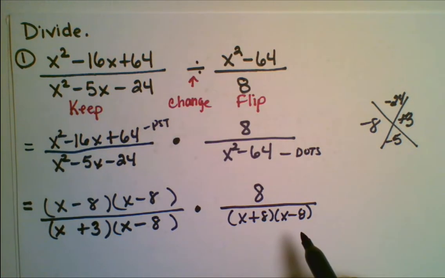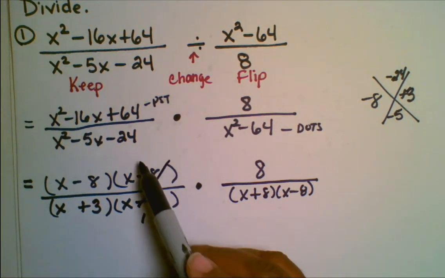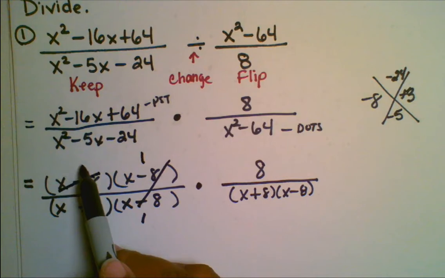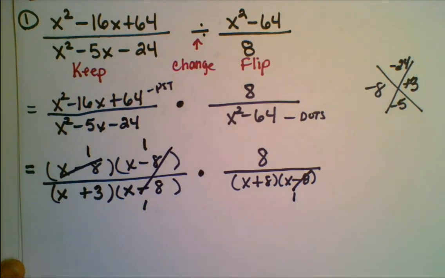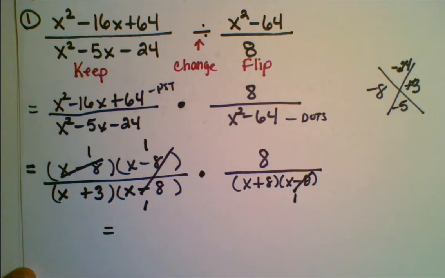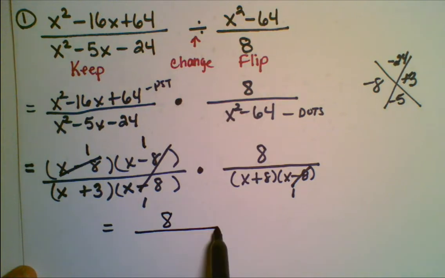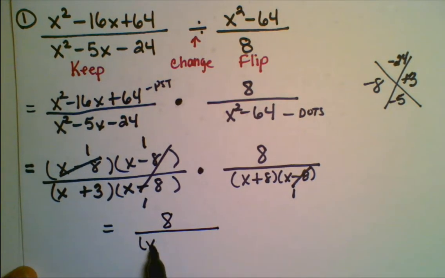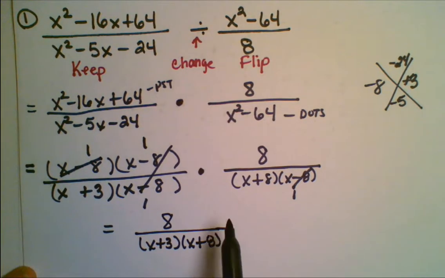And then we reduce, meaning cancel all pairs that are common to the numerator and denominator. What we have common is a set of x minus 8 and another set of x minus 8. What's left over? We have in our numerator an 8, all over our denominator, x plus 3 times x plus 8. There we go.